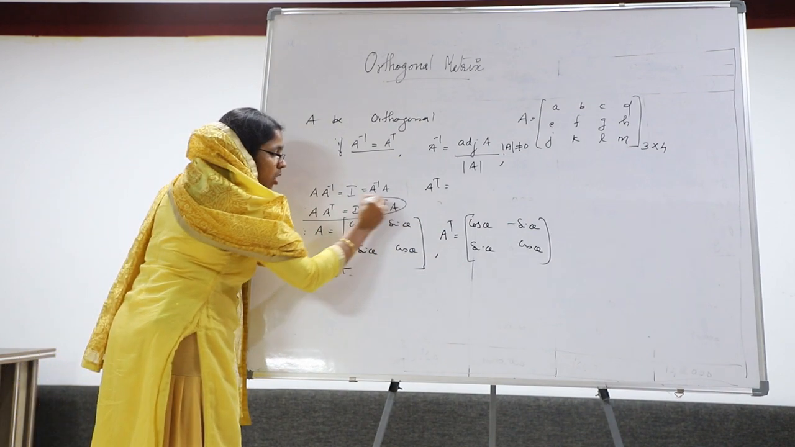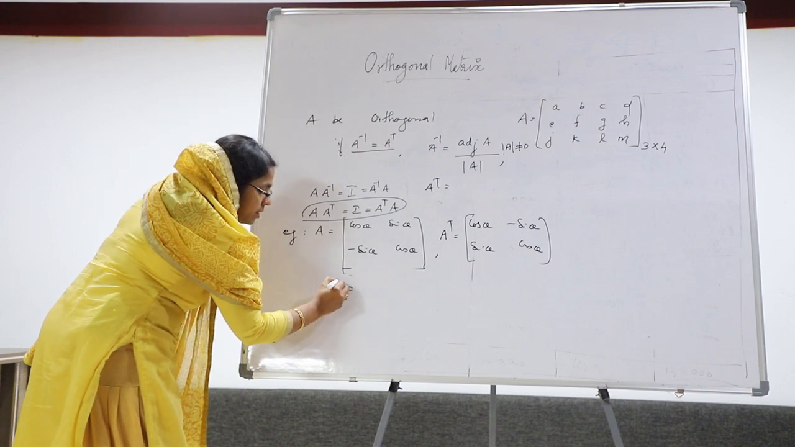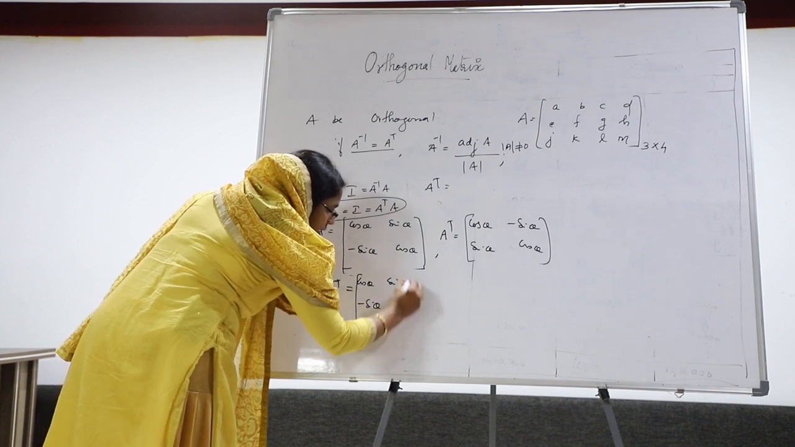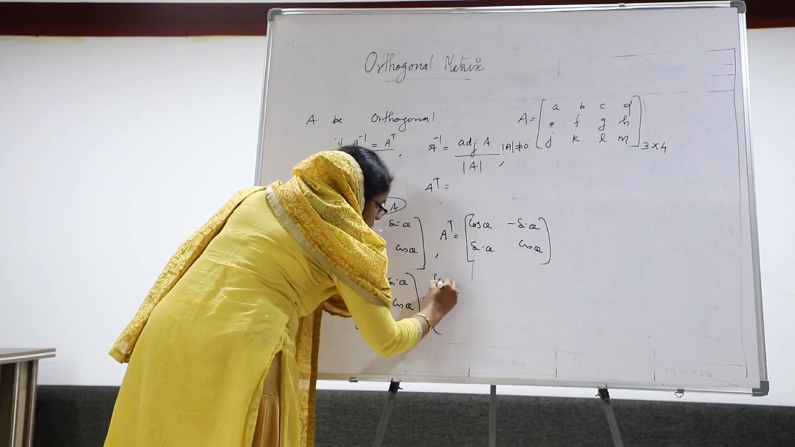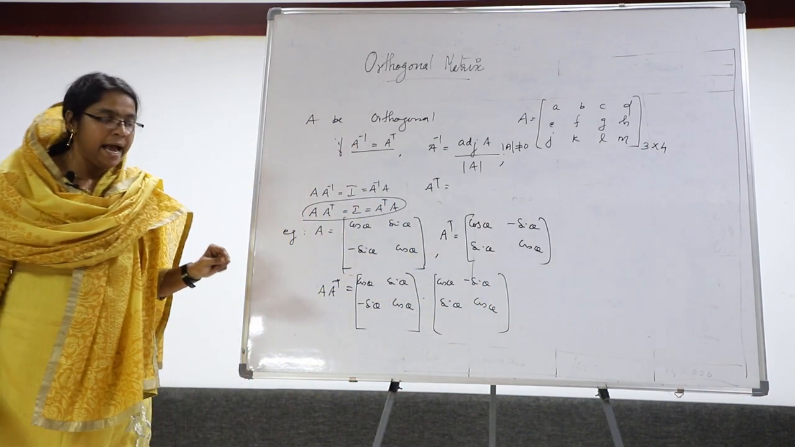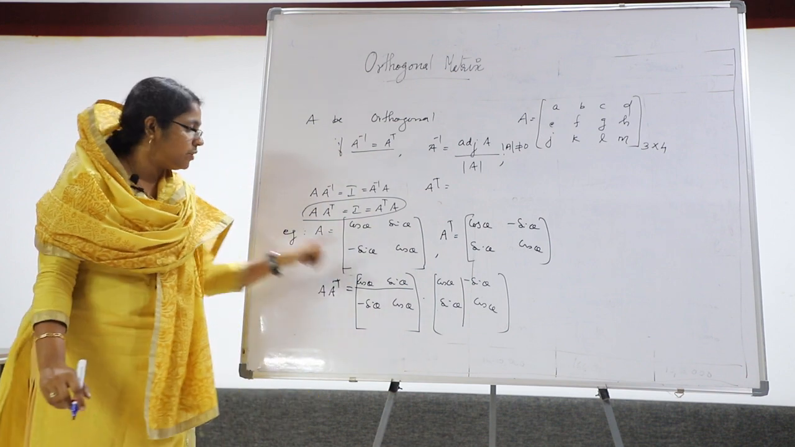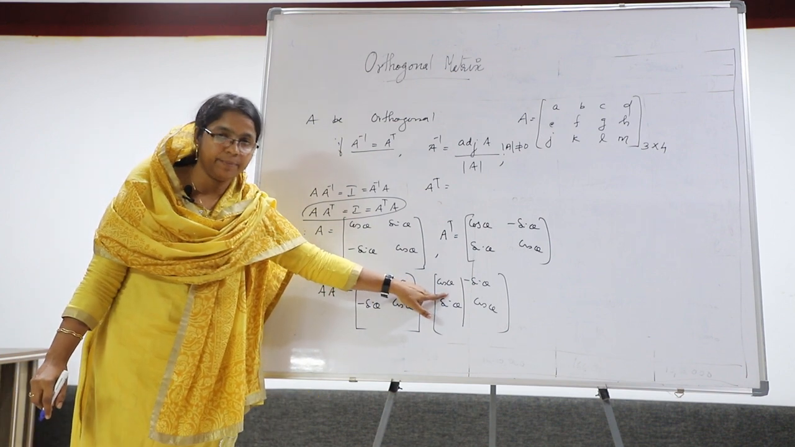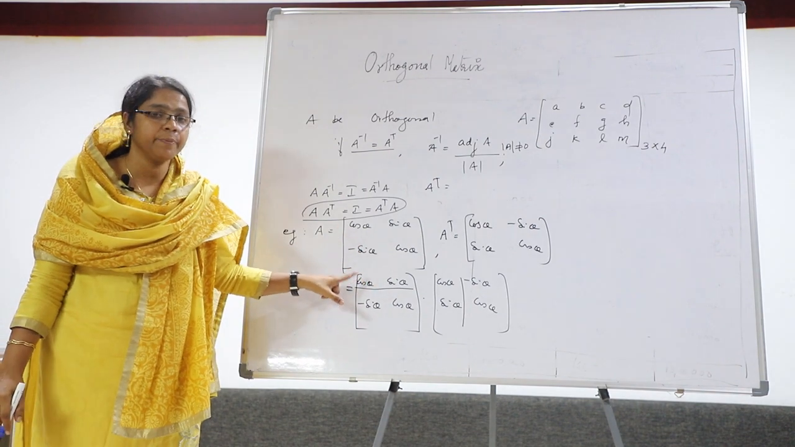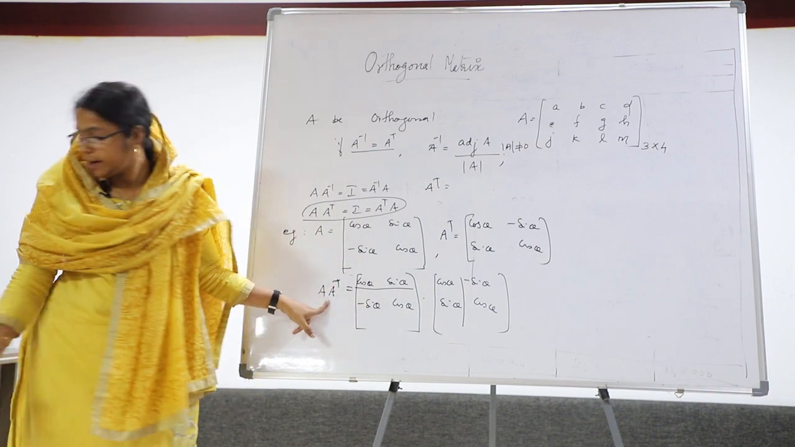Okay, so A here, then A transpose here. We can verify whether this is correct or not. So A into A transpose, just multiply them together. The matrix multiplication gives: take the first row of the first matrix and the first column of the second matrix, then multiply the corresponding elements and add together. So we will get the corresponding matrix product, and the first row into first column gives the first element of the product.